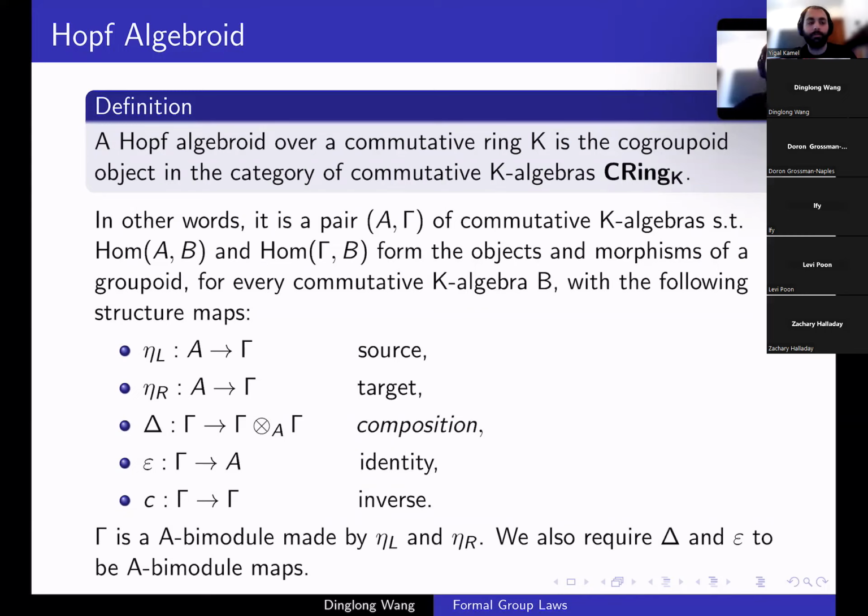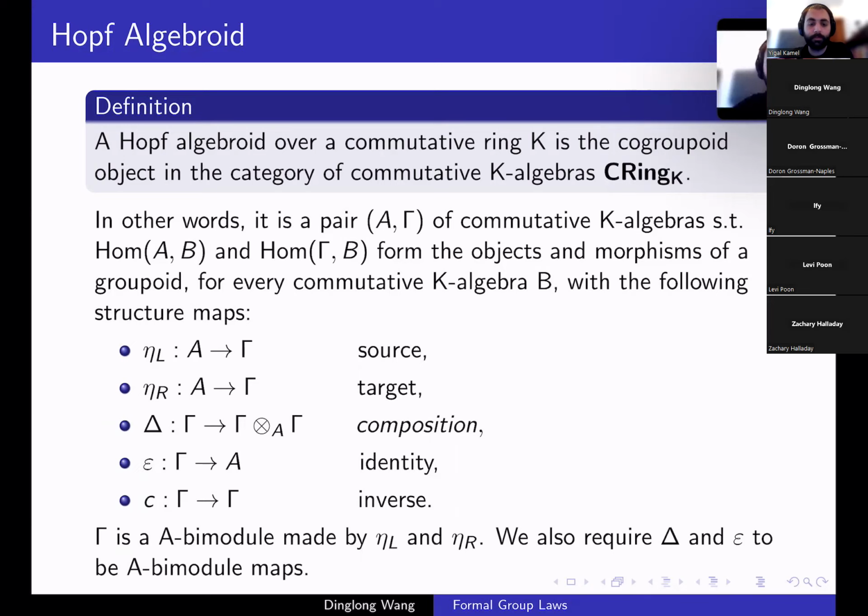So basically, when you have a morphism that is a map from gamma to B, you compose it with, for example, the source map here. Then you will get a map from A to B, and that's the object of the morphism. So if you do this, you get a groupoid, and the composition map here and the identity map here is an A-bimodule map, and gamma is an A-bimodule made by eta L and eta R. The reason why these two maps are A-bimodule maps is that you need to have extra constraints on the source and the target when you are composing maps.